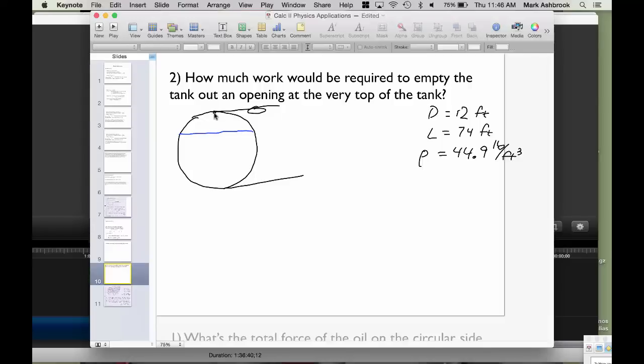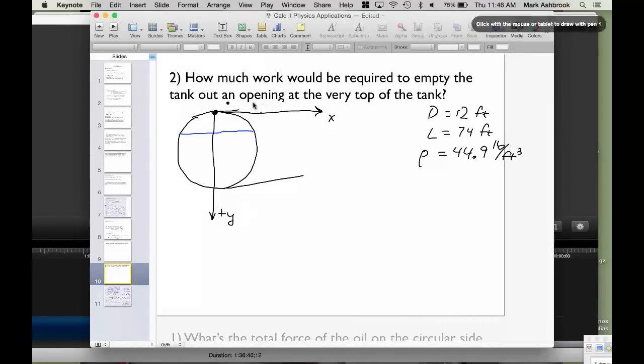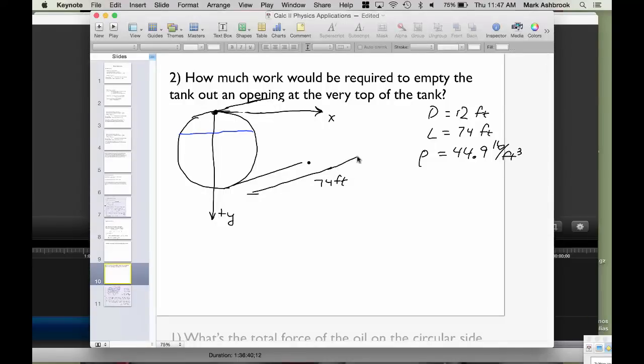let's put our axis this way, similar to what we did before with that last example with the pressure. So now that's going to be, again, positive y down, and x to the right. And this is going back into the page like this. And that's that distance of 74 feet back into the page.